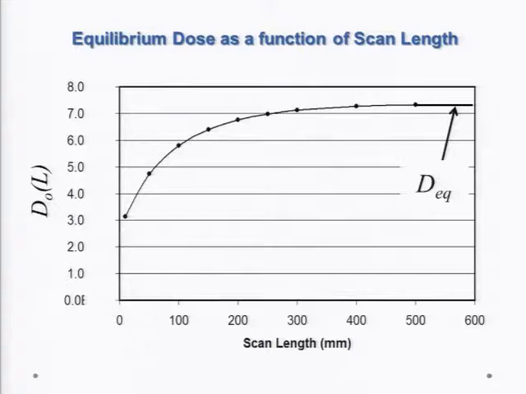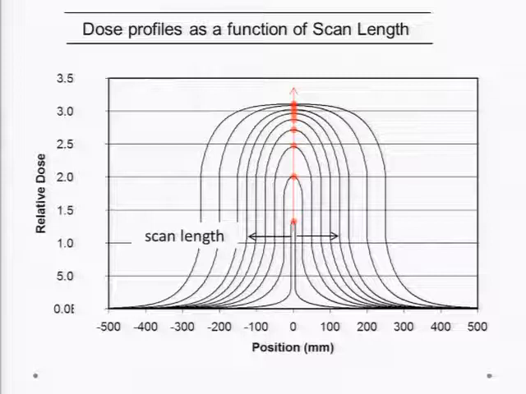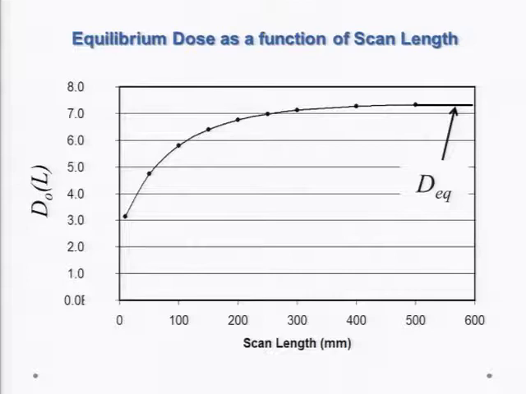So if we plot the data, the relative dose shown in red dots as a function of the scan length, we have this plot here, D0. I'm just going to remind you that this is the dose at the plane at the center of the phantom as a function of scan length, and you see this asymptotic value, and this has been termed by Bob Dixon as the equilibrium dose, at the limit of the asymptote there, D_EQ.